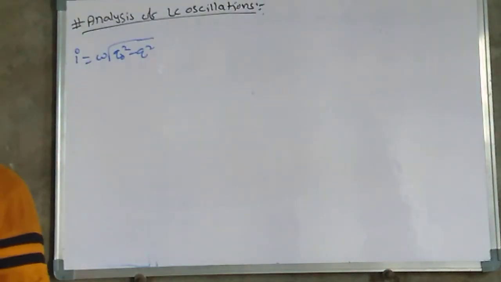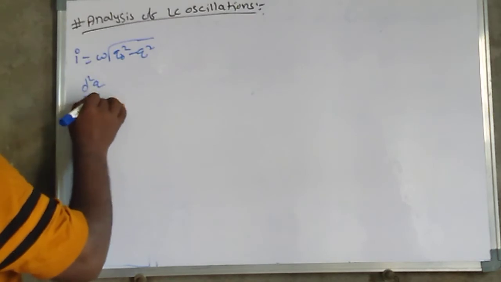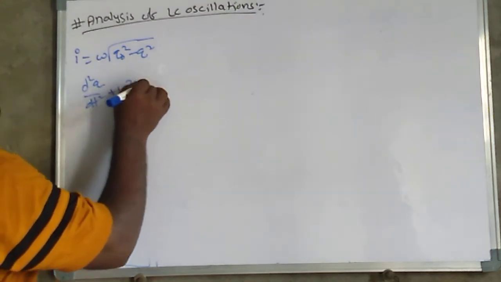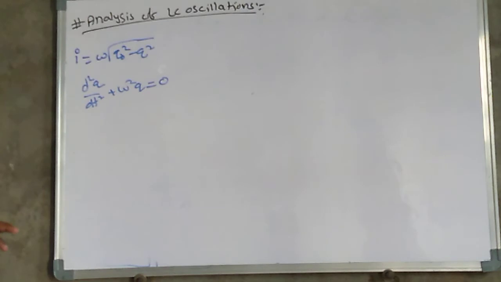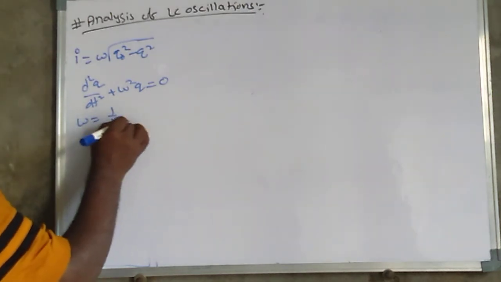In the SHM equation, d squared q by dt squared plus omega squared into q is equal to 0. From this, omega is equal to 1 by root LC.